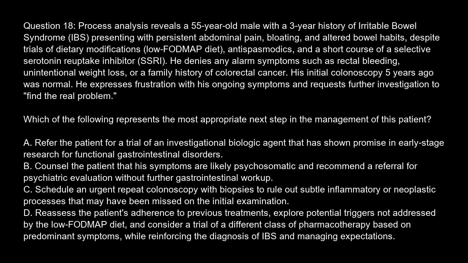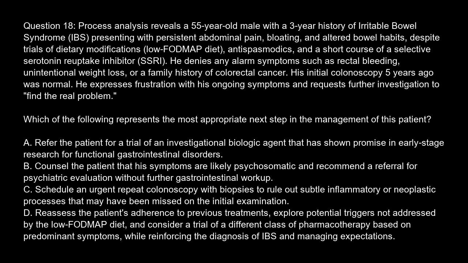Question 18. Process analysis reveals a 55-year-old male with a 3-year history of irritable bowel syndrome, IBS, presenting with persistent abdominal pain, bloating, and altered bowel habits, despite trials of dietary modifications, low FODMAP diet, antispasmodics, and a short course of a selective serotonin reuptake inhibitor, SSRI. He denies any alarm symptoms such as rectal bleeding, unintentional weight loss, or a family history of colorectal cancer. His initial colonoscopy 5 years ago was normal. He expresses frustration with his ongoing symptoms and requests further investigation to find the real problem. Which of the following represents the most appropriate next step in the management of this patient?